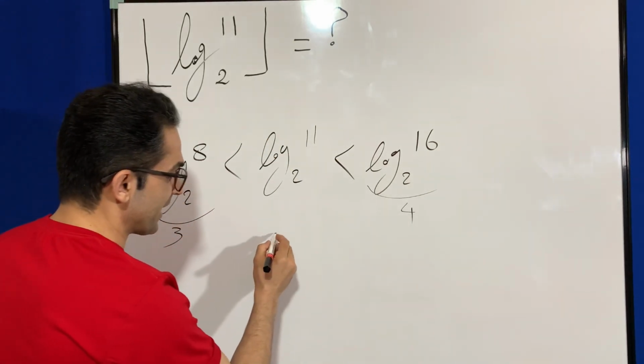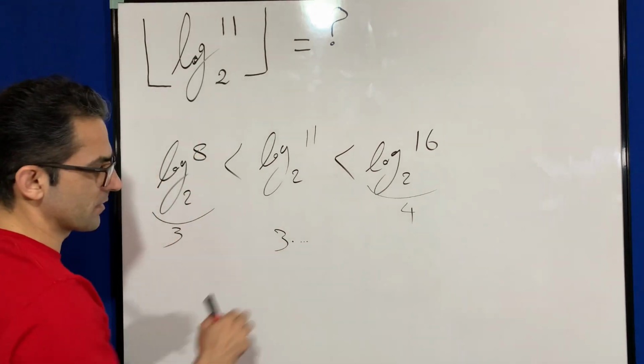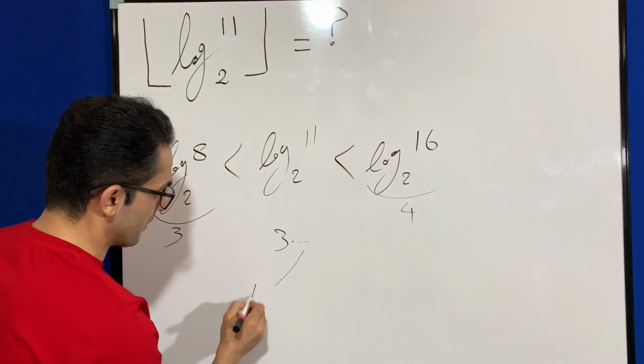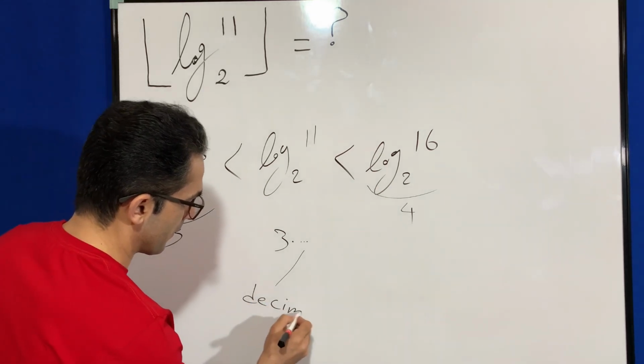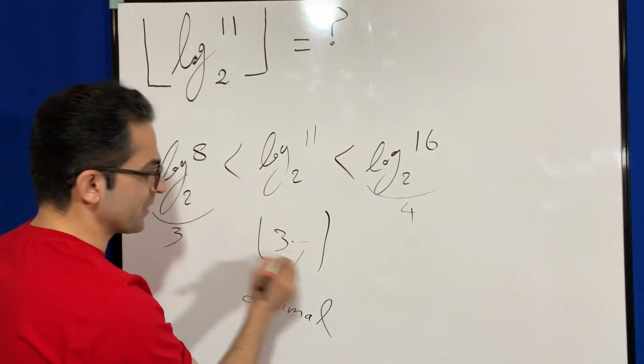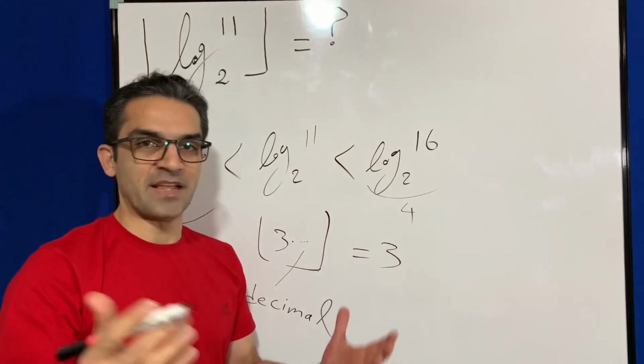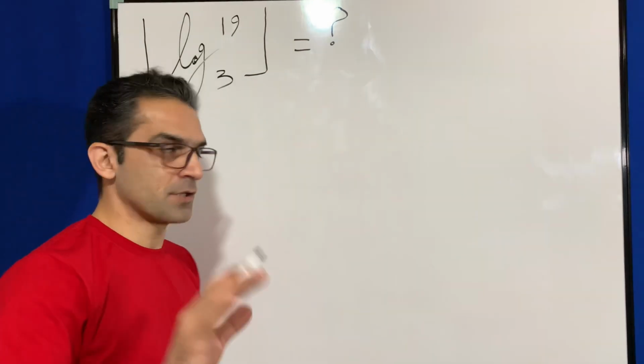In fact, it equals 3 point something. This is decimal. And now the floor of 3 point something is exactly 3. That's it.